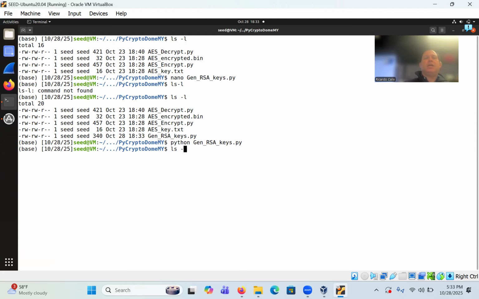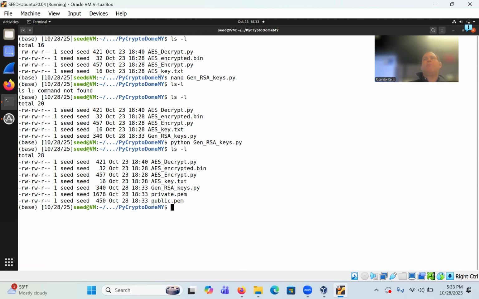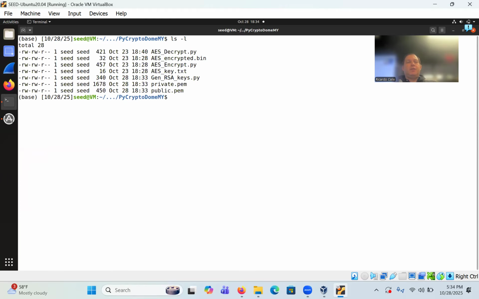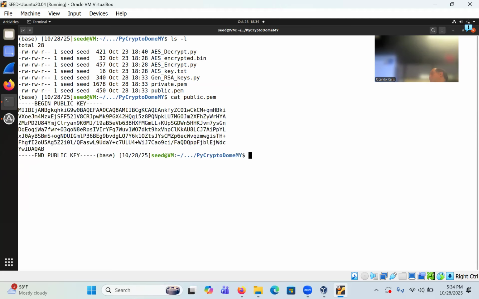Now we do ls -l. We do have two PEM files. Notice that the size of the private key is larger than the size of the public key. Okay, so let's do a clear. And now we want to visualize these two files. So we can do cat public.pem. And there you go. That's your public key. Okay, so when you're working through the problems, and if you notice, it's the PEM format that OpenSSL also generates. So it's the exact same one.